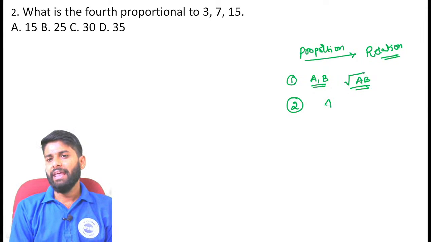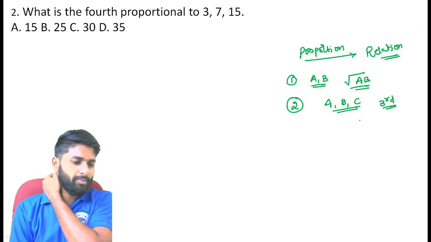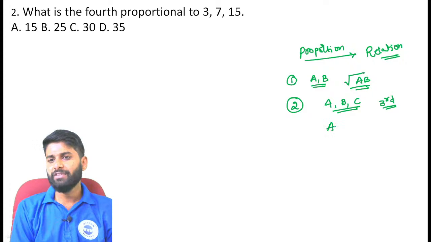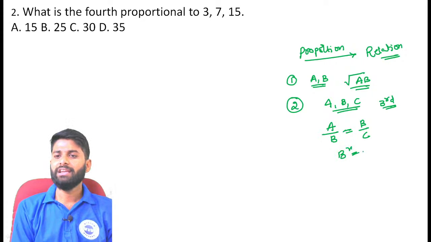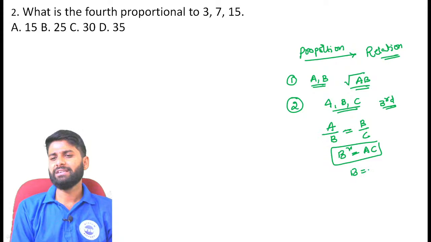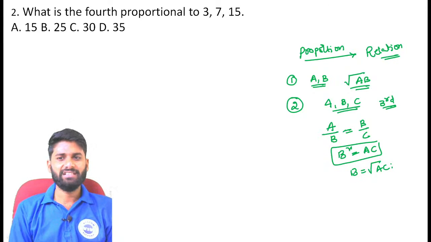For example, A, B, C, three numbers are given. We need to identify the third proportion. If you want the third proportion, the relationship between those numbers is A by B exactly equal to B by C. Then you can represent it as B square is equal to AC. Now you can represent it as B is equal to root over AC. Clear? So that is the third proportion.